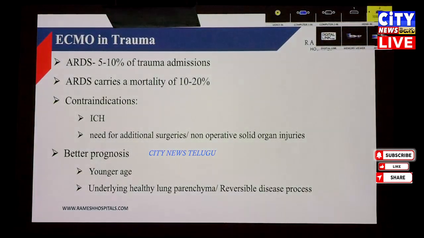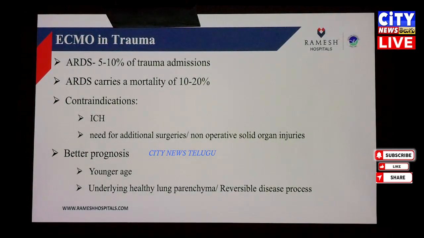Only thing is you have to rule out that there is no intracranial hemorrhage. These patients should not require any surgery, like an orthopedic surgery to fix something, and there should be no solid organ injury. Meaning there should be no liver injury, no kidney injury, because if there are injuries and you put them on ECMO because of anticoagulation, they can have intra-organ bleeds. So the patient can suddenly crash.